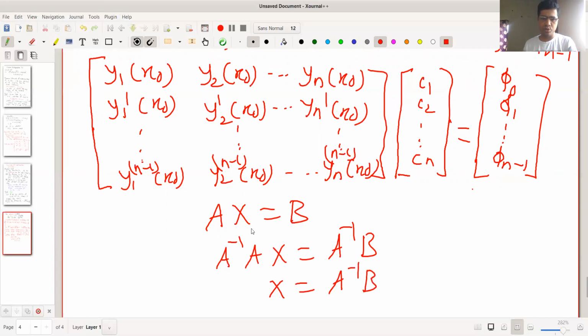This is the unique solution of this system. X is the column vector containing the unknown terms. Here capital X is this C1, C2 to Cn, capital A is this matrix, and B means the right hand side. So the condition is that A inverse exists. That means if the determinant of A is non-zero, then we can have a unique solution.